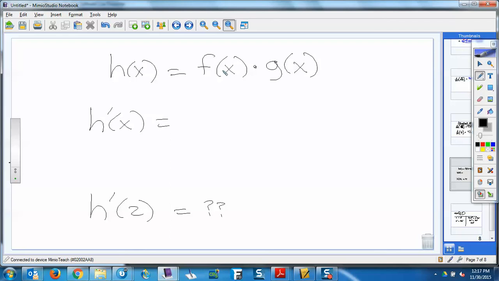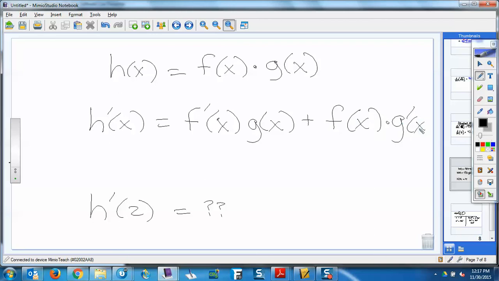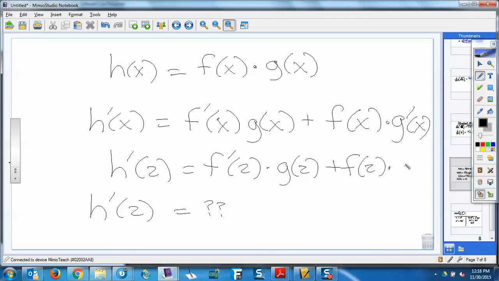Oh, well, that's just the product rule. So that would be f prime of x times g of x plus f of x times g prime of x, right? And then h prime of 2 would be a 2 plugged in everywhere you see the x. So it would be f prime of 2 times g of 2 plus f of 2 times g prime of 2.